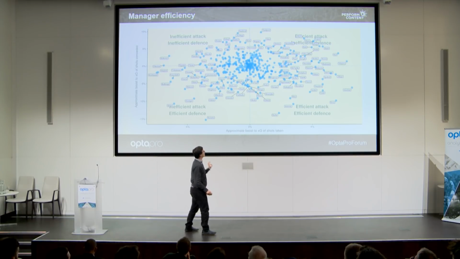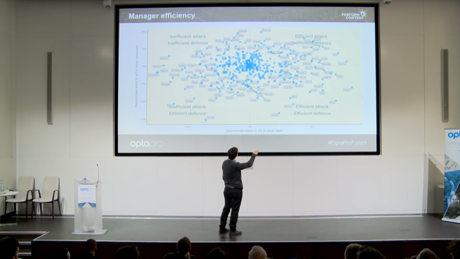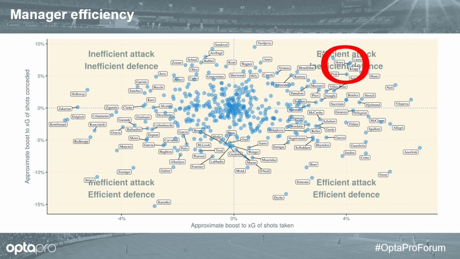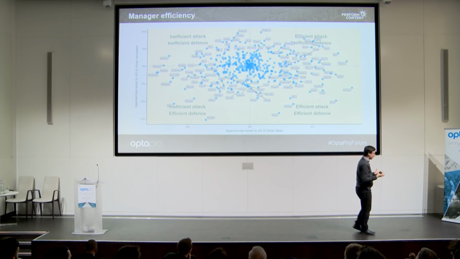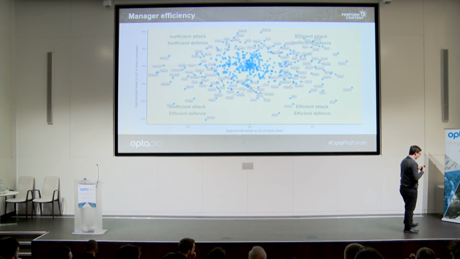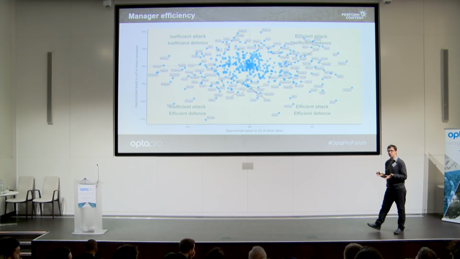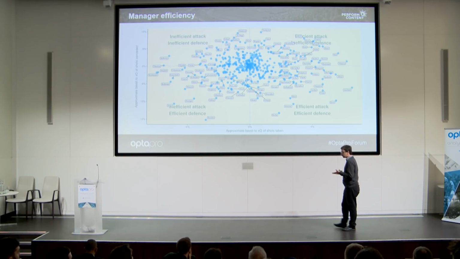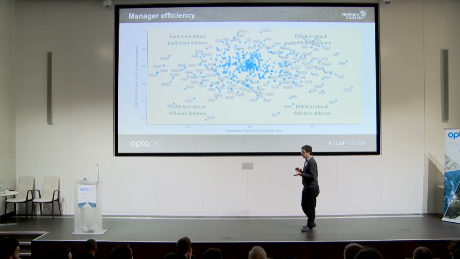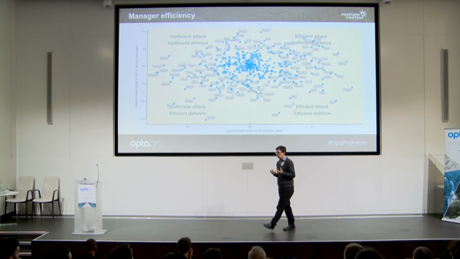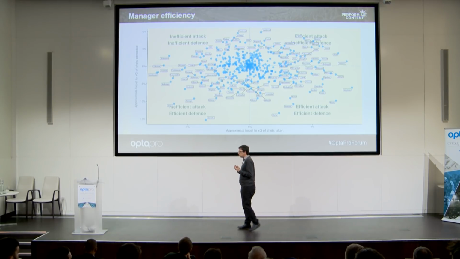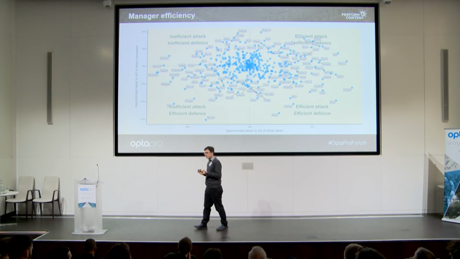My favorite case study here is on the top right. Look, this is Eddie Howe right together with Jürgen Klopp. Now, they are obviously very, very different managers, but the model says that they're both efficient in attack and kind of inefficient in defense. But when you think about how their teams play, the statement is true, but they achieve it in different ways.